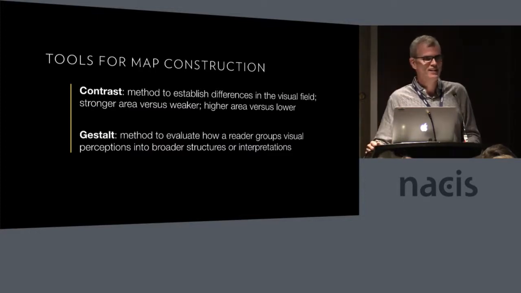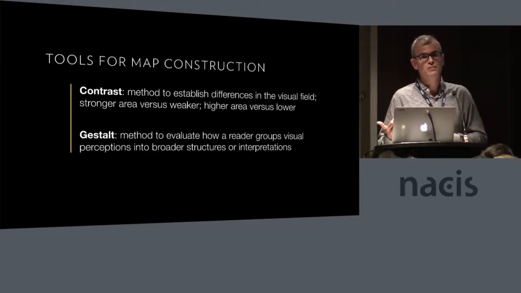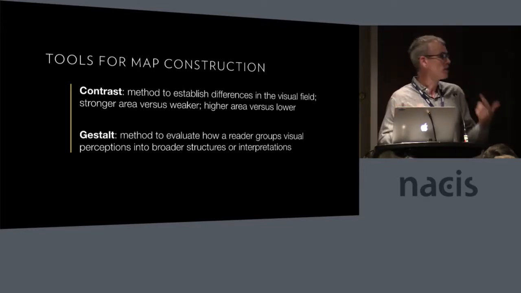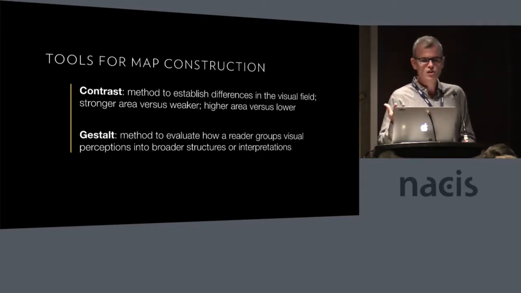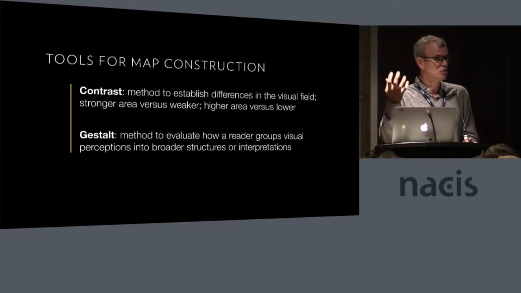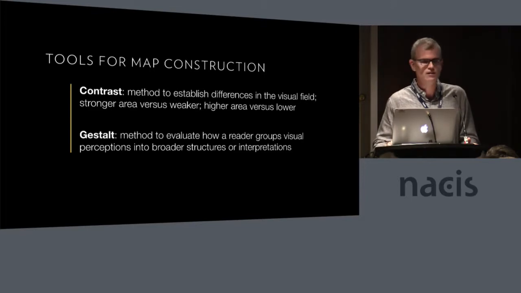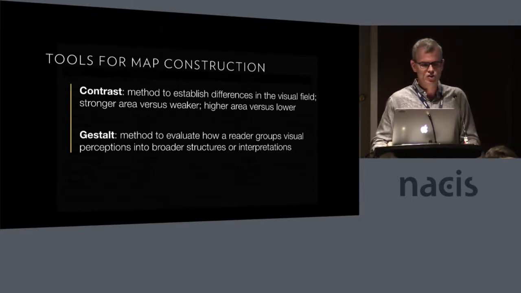It was great to follow Bill on this, talking about contrast and gestalt. These are some of the tools for map composition. These are the ways the human eye and brain organize visual information. Contrast is all about establishing differences in the visual field: stronger versus weaker, higher versus lower. It's how we organize the information. And gestalt is a method to describe how a reader groups these visual perceptions into broader structures. Sometimes it's groups, sometimes it's whole new interpretations. I think Bill called them object-based or something like that. Two different ideas about gestalt.